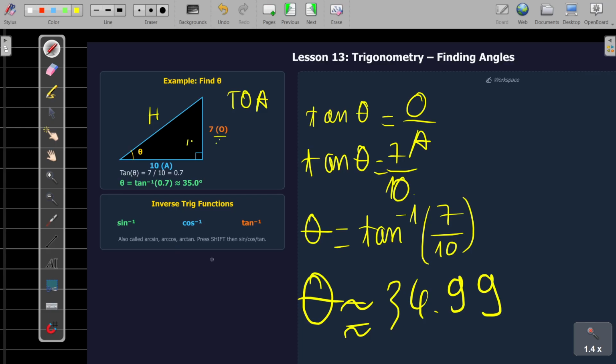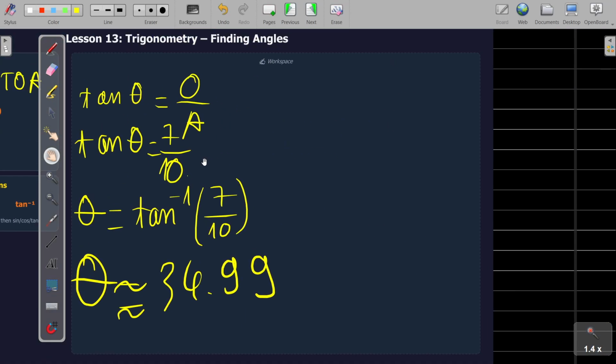So let's do that one more time. What if we were to draw another triangle, where the hypotenuse is 20? The hypotenuse is 20, and this is going to be the angle.